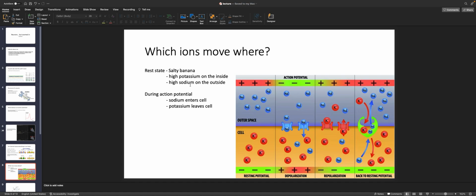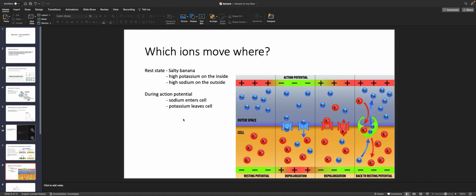During the rest state, when nothing's really happening, there's a high level of potassium on the inside and a high level of sodium on the outside. An easy way to think about this is the salty banana. Bananas have sodium, salt, potassium, whatever.